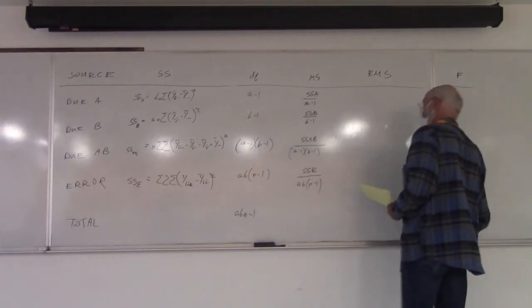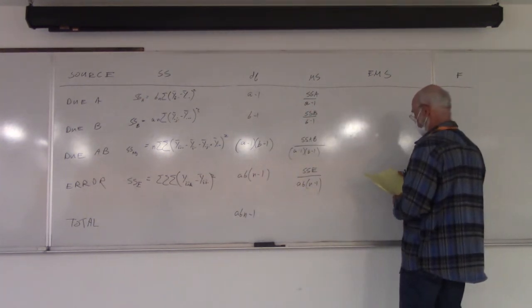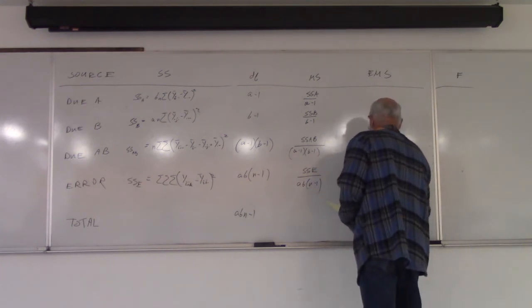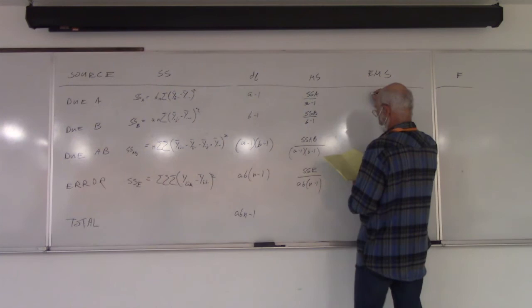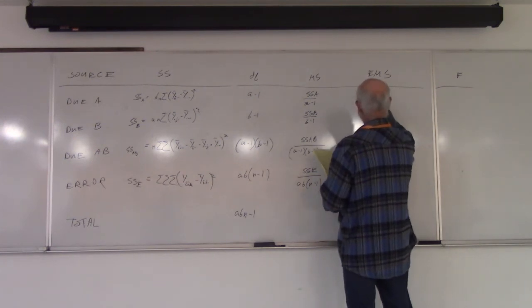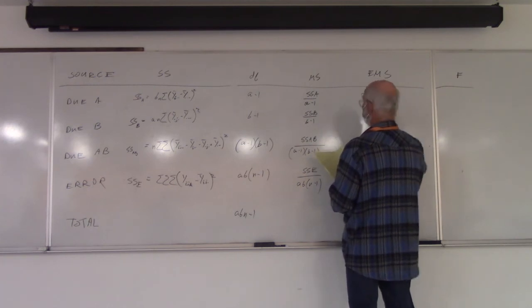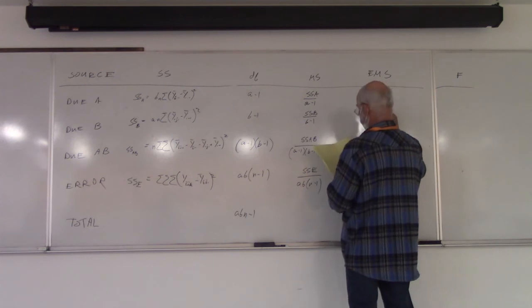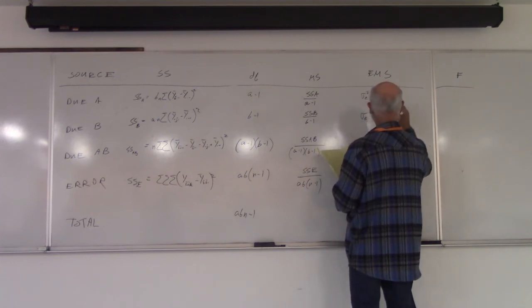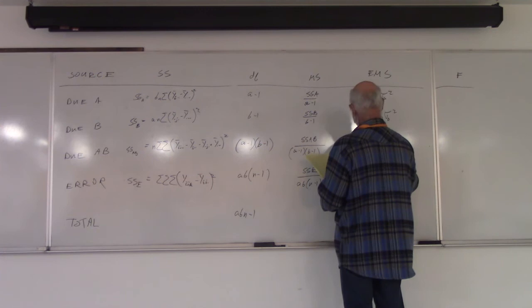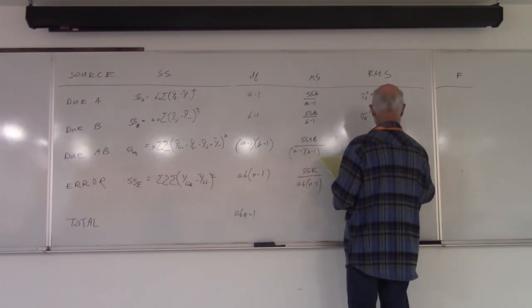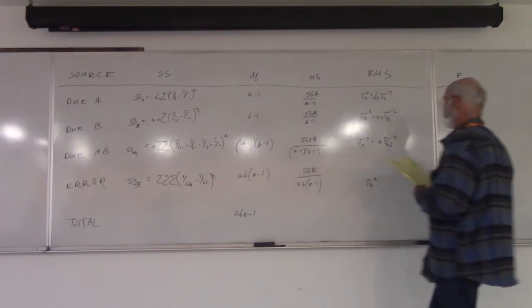And now the dreaded expected mean squares column. This one down here is sigma E squared. This one up here is sigma E squared plus B n sigma A squared. This is sigma E squared plus A n sigma B squared. This is sigma E squared plus n sigma AB squared.